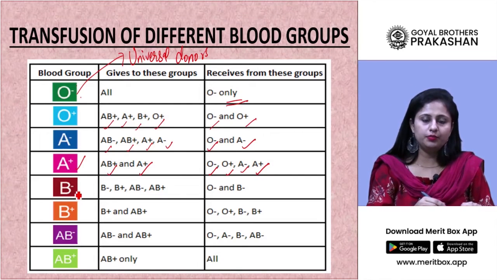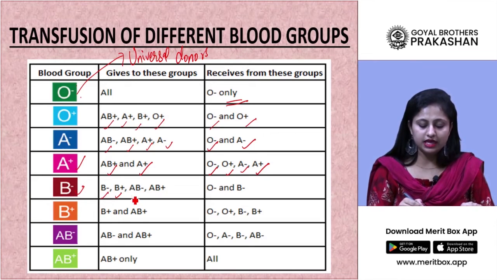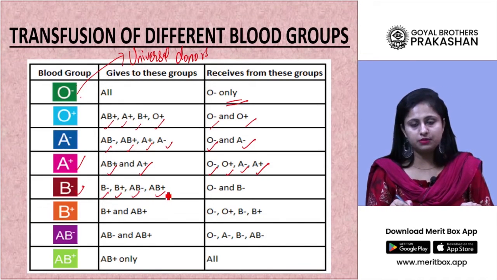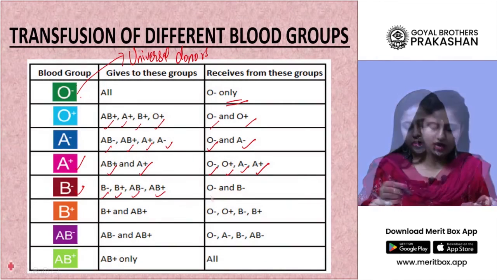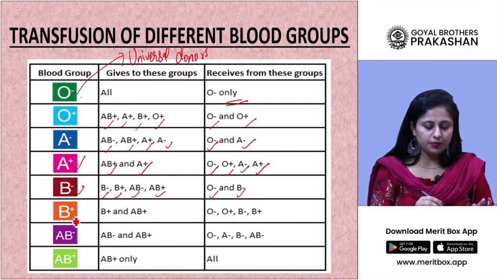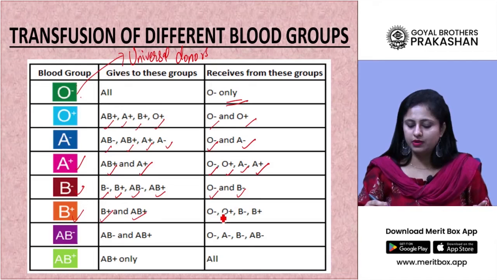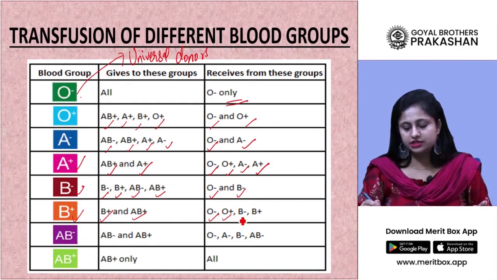Persons with blood group B negative can give blood to B negative, B positive, AB negative and AB positive type of persons, and they can receive blood from O negative and B negative type of persons. The persons with blood group B positive can give blood to AB positive and B positive only. They can receive blood from O negative, O positive, B negative and B positive.